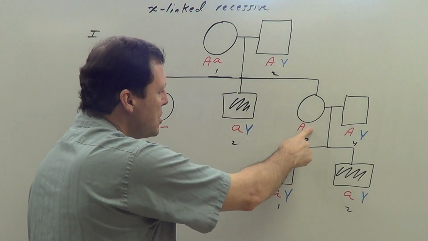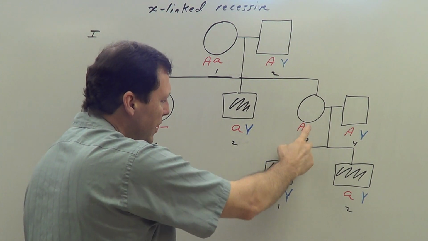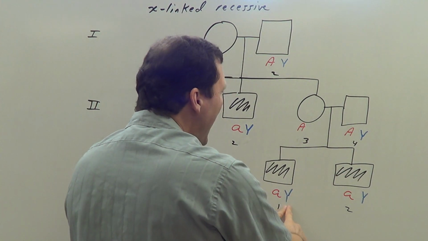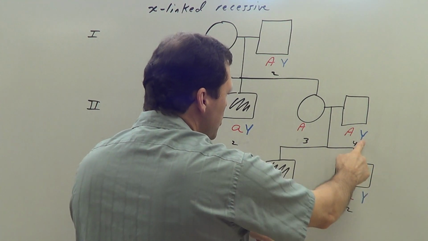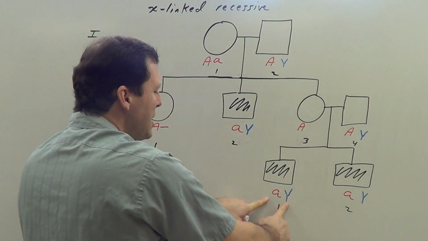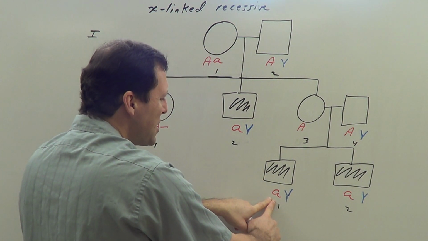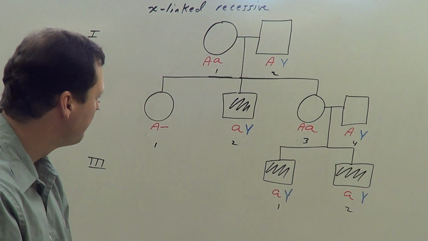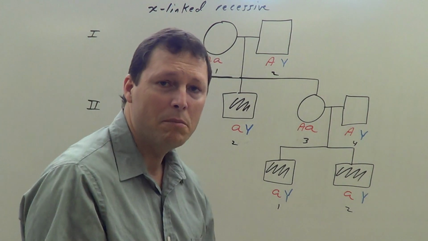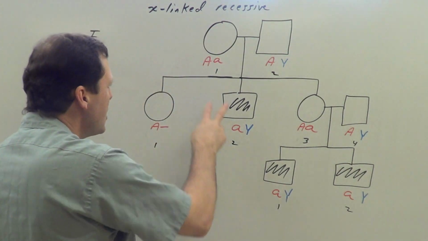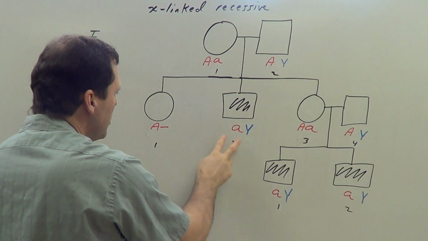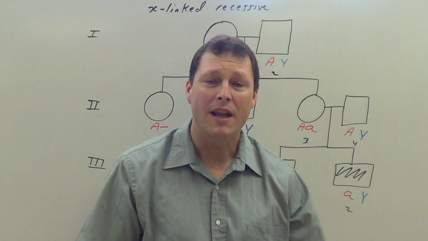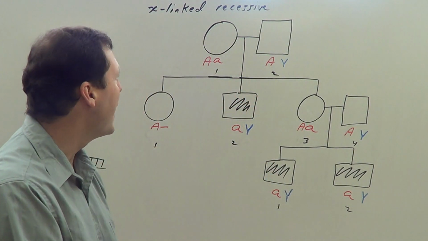Let's take a look at this individual right here. Here are the kids. Because these are males, the Y had to come from dad, in both cases. That means this lowercase a had to come from mom. So we'll fill that in. And let's check to make sure that every single person has two letters. Two, two, two, two, two, two. So I've handled everything here. And that's it for X-linked recessive.